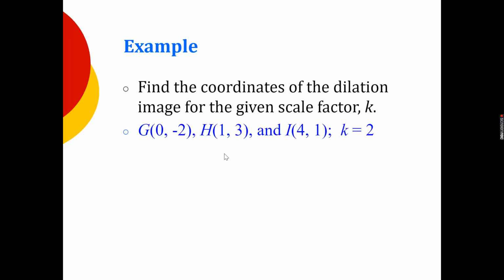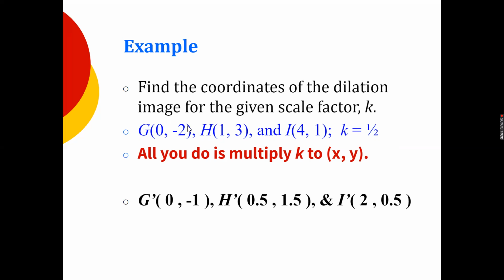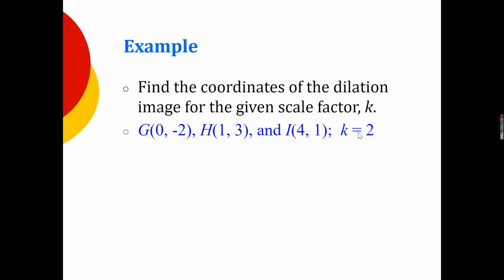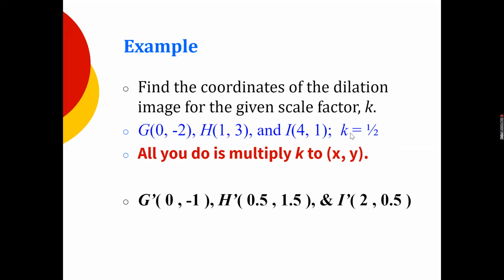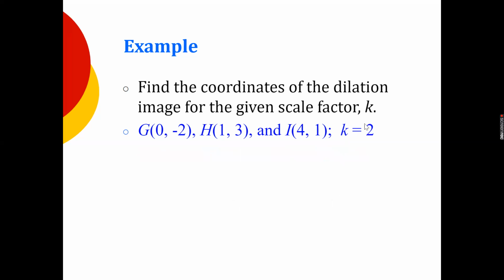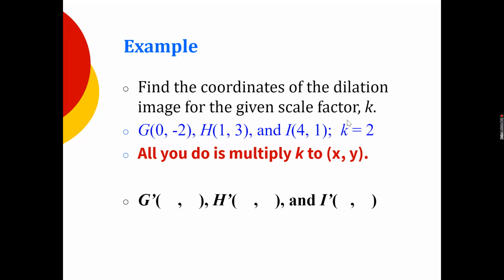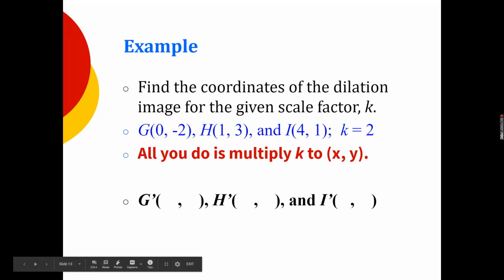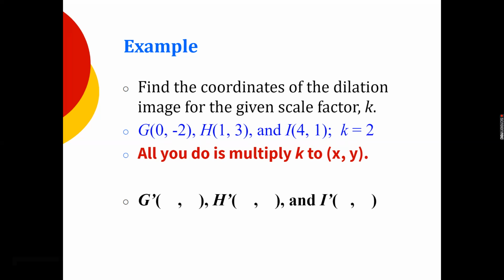I have one more example for you, and I want you to do this example on your own. So again, we've got 3 different points, and they're actually the same 3 points as before. The only thing that changed between these 2 problems is instead of the scale factor being 1/2, your scale factor is now 2. So you're going to be multiplying each of these points by k and getting your answer. So go ahead and try that out now, and then double check your answer with mine when you are done.